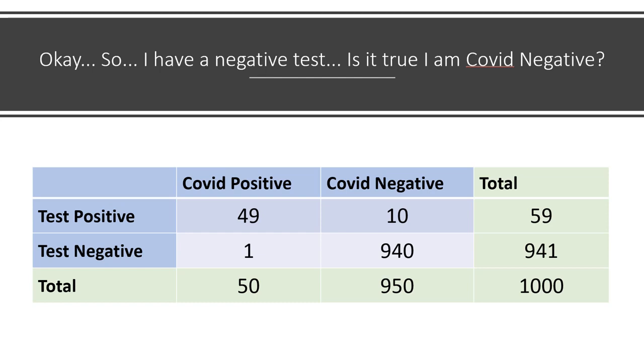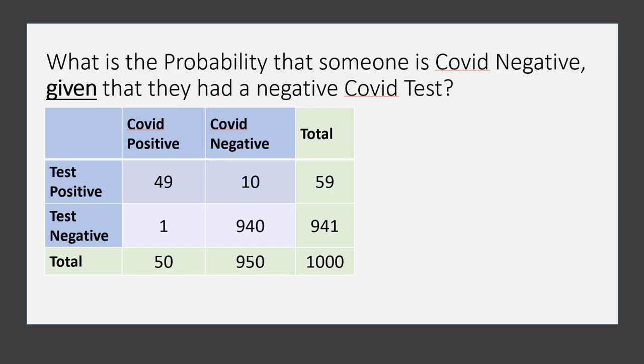Well, if we look at the data really quick, I have this negative test. One person has COVID, 940 do not have COVID with the negative test. Very interesting. So I can't say for certain that I don't have COVID, but I can say something about the probability that I have COVID.